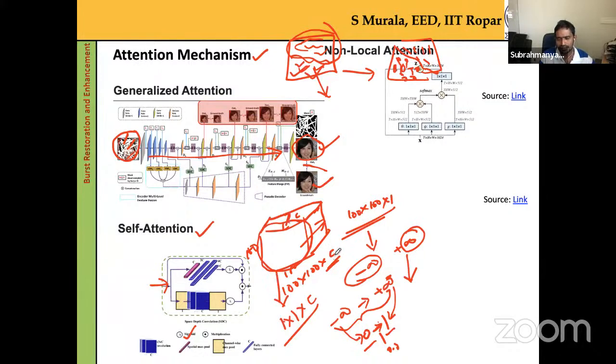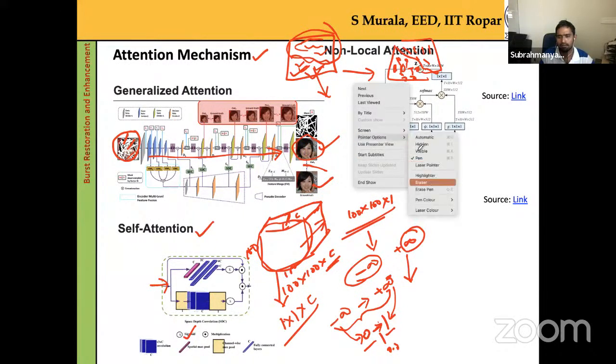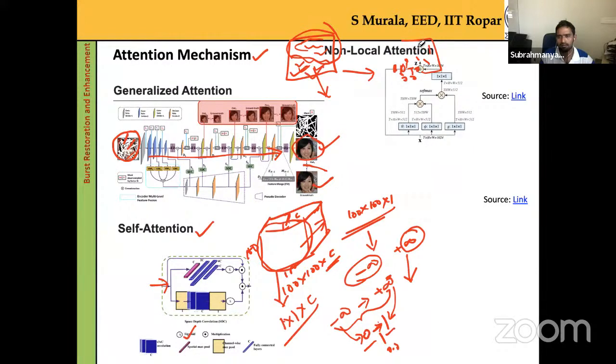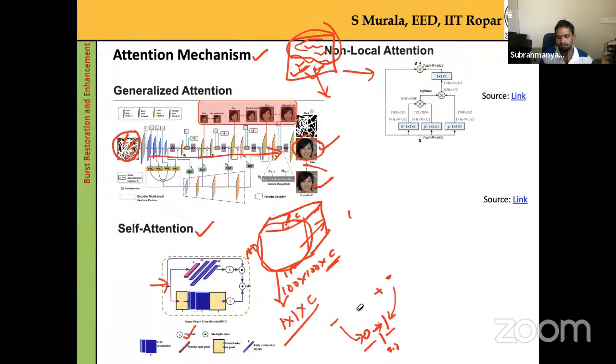With this kind of attention, it is not able to concentrate more on the neighborhood information. That is the reason people started using the non-local attention mechanism. Okay, so what is the non-local attention mechanism? It is actually a kind of correlation it collects.